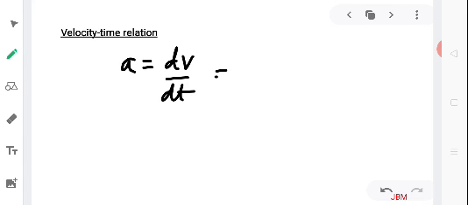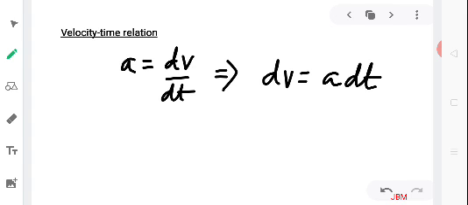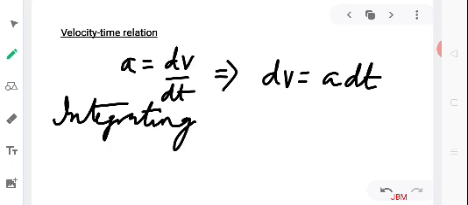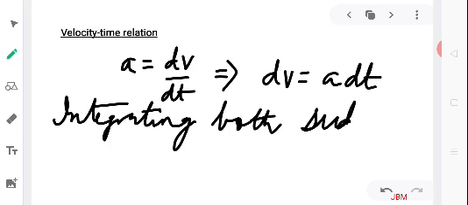Let's write down the same expression in a slightly modified form. So we will get dv equal to A dt. Now comes the important step. Integrating both sides. Here again I would like to clarify what is integration.